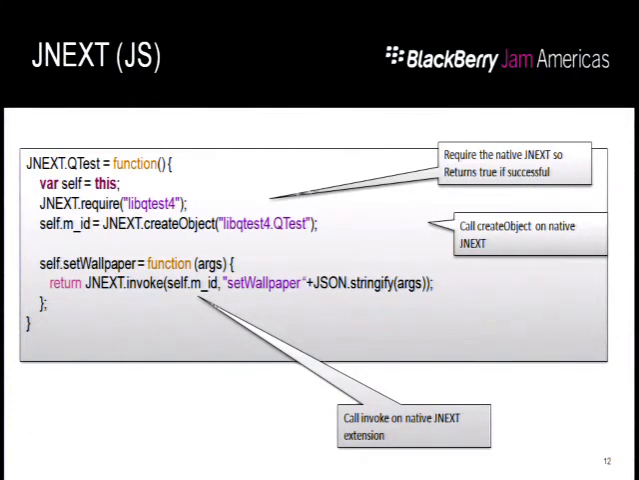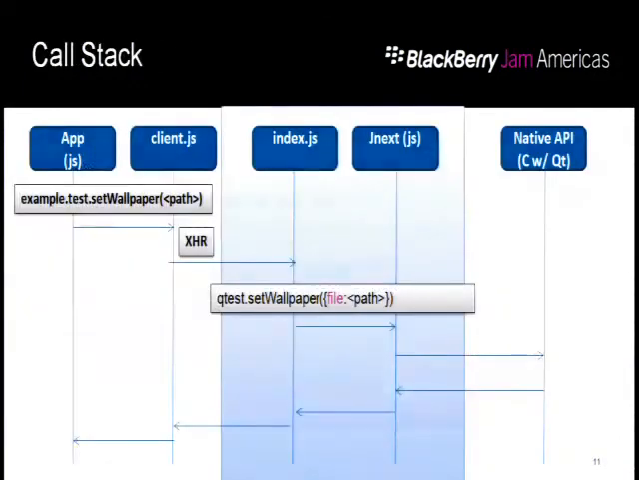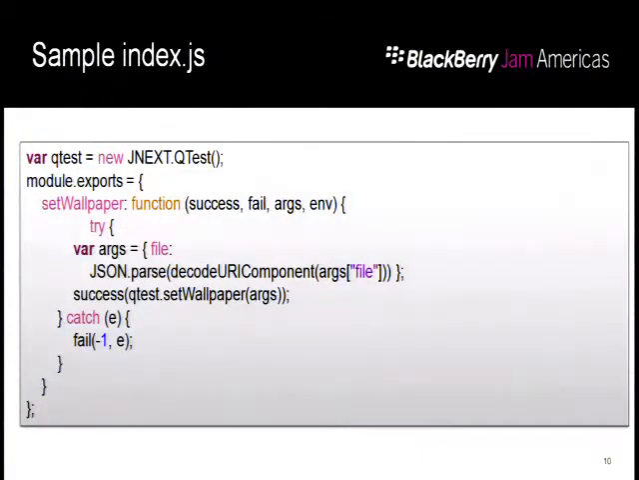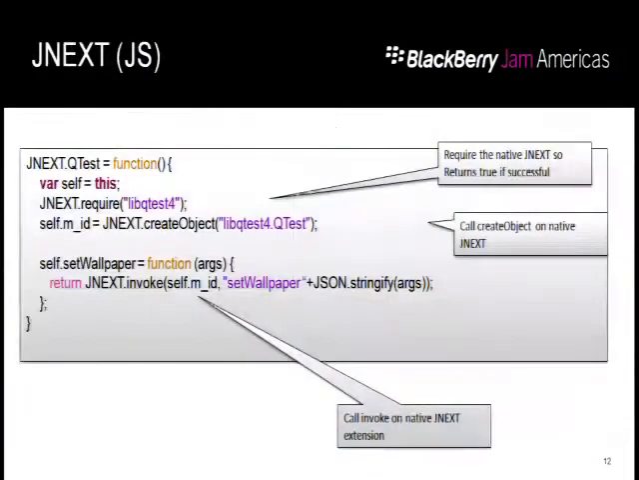To set the wallpaper, right? If you remember, we called this JNEXT.qtest equals function. This is the one that we instantiated in the first line. So you call set wallpaper. JNEXT, you get pure string. You cannot pass args to it, right? So you get invoke. When you created the object, you got an ID back. You take that ID and you call every method on the native side with that ID. You then call set wallpaper and pass the args to it.